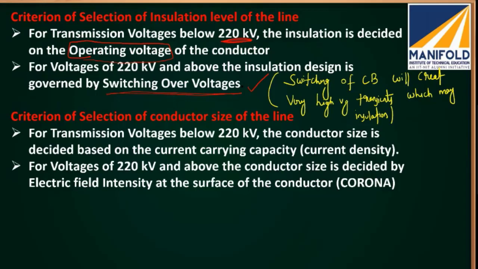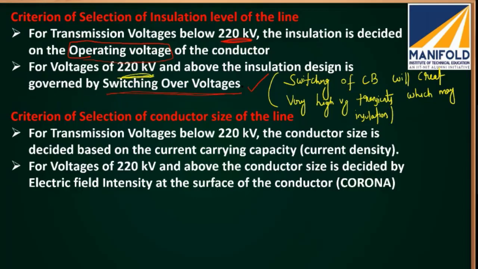So for voltages beyond 220 kV, the main design criteria for insulation is they should be able to withstand these high voltage switching transients. Okay, but these switching transients are less severe below voltage of 220 kV. So for below 220 kV, insulation is governed by operating voltage, and for beyond 220 kV, the insulation is governed by switching over voltages. Switching over voltages. Many times a GATE or IES objective question.